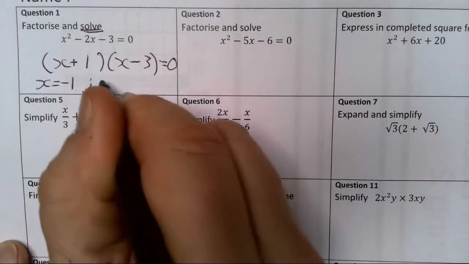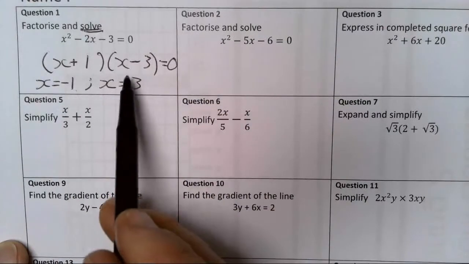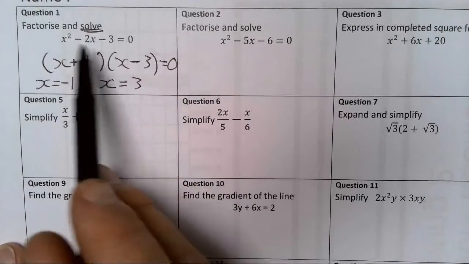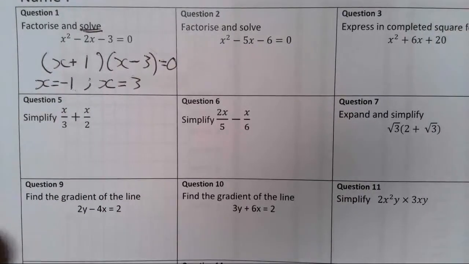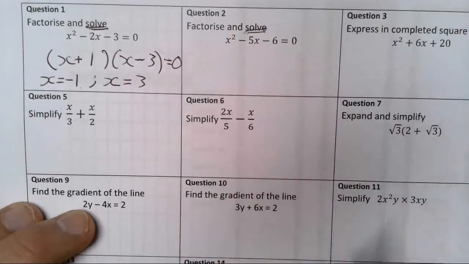So that's one solution, and the other solution is x equals 3, because that's what makes this bracket equal to 0. 3 minus 3 is 0. On this side I'll get 4, but 4 times by 0 is still going to be equal to 0. So we need to factorize and solve.